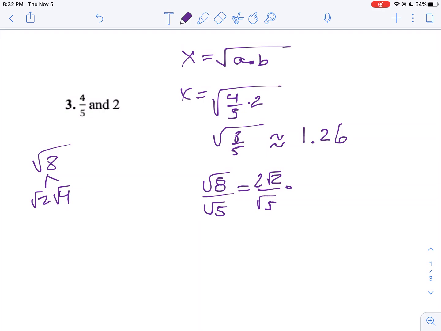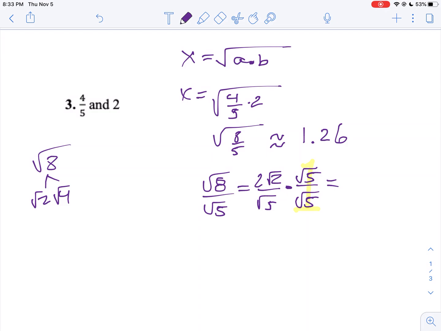So we multiply the numerator and denominator by the square root of 5. Notice the square root of 5 divided by the square root of 5 is 1. I'm not really changing anything. When you multiply a fraction by 1, you get the same thing back. Except now I'm going to multiply my radicals.